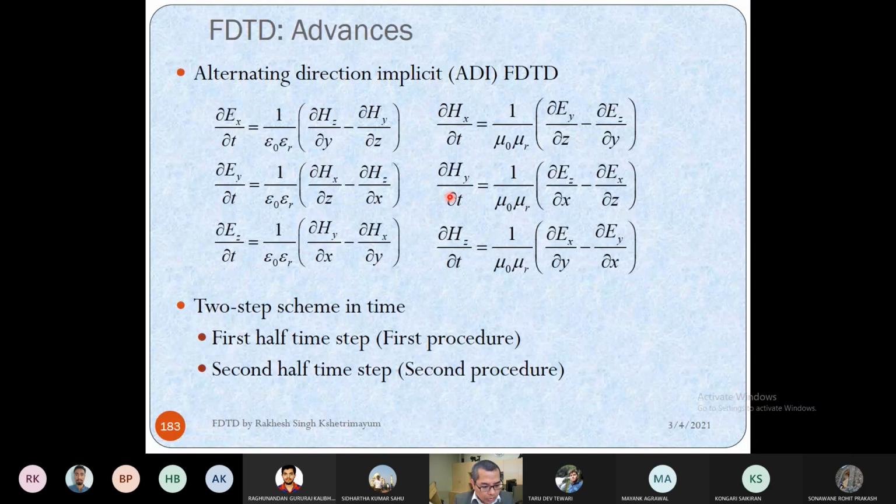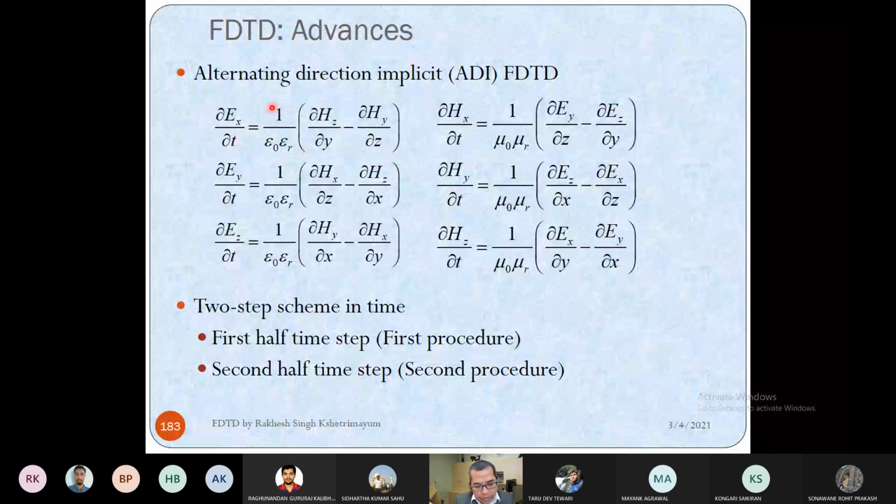Okay, anyway, so let us go to the ADI FDTD. This was the Maxwell equation. We have three equations for the electric field and three equations for the magnetic field. Now ADI FDTD is a two-step scheme. We have a first procedure and a second procedure. In the literature, the first step update for the FDTD is called the first procedure, and the second half step update equation is called the second procedure.